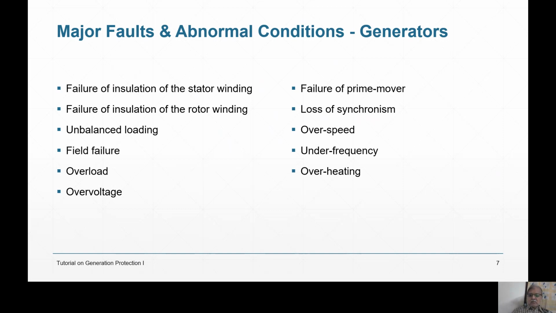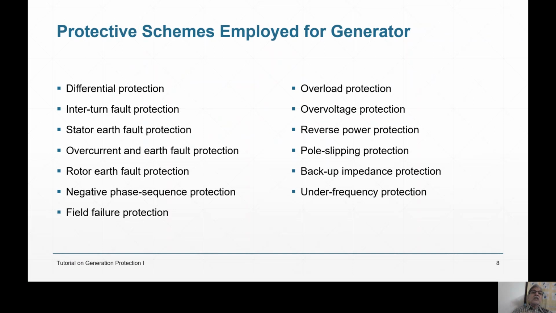So these are the major faults and abnormalities. And what protective schemes do we employ? We employ differential protection, interturn fault protection, stator earth fault protection. You see, once we discuss, you will understand that stator earth fault protection is also very complicated. We are going for 100% stator earth protection. That means the fault at the neutral is also detected.